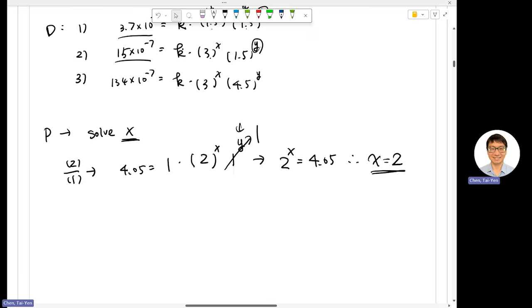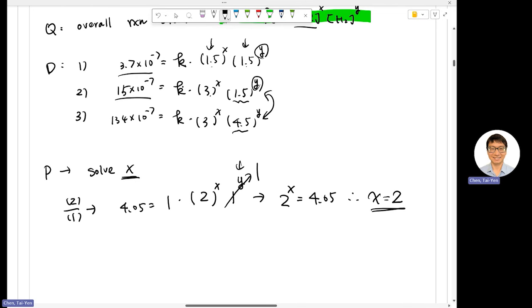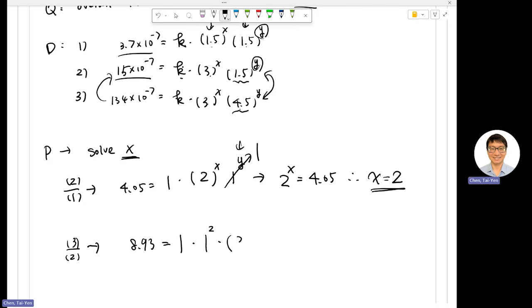So once you have that, you want to solve for your Y. Then you use the equations where the concentrations associated with Y are different. Therefore, equation number 3 and equation number 2 are the ones you need to use. So you do 3 over 2. Once you do the division, you get 8.93 equals k divided by k is 1, right? 3 divided by 3 is also 1 to the second power, times 4.5 divided by 1.5, that gives you a value of 3 to the Y power.